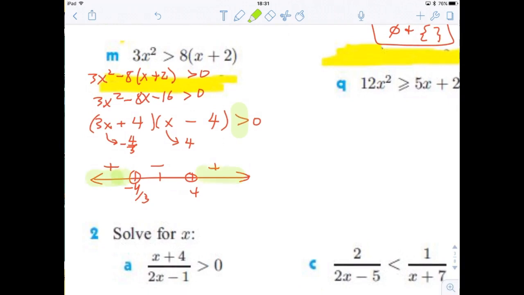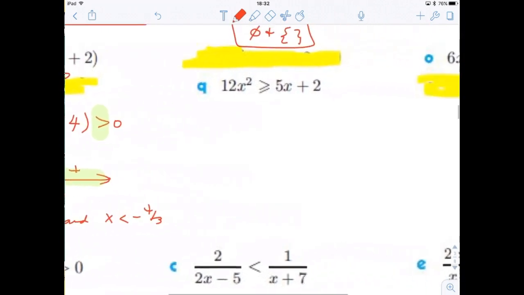Do we include the critical points 4 and negative 4/3? No, because it's greater than 0 and not greater than or equal to 0. So we can now give the intervals in an inequality. We'll say x is greater than 4 and x is less than negative 4/3. Okay. Then we go to the next one.